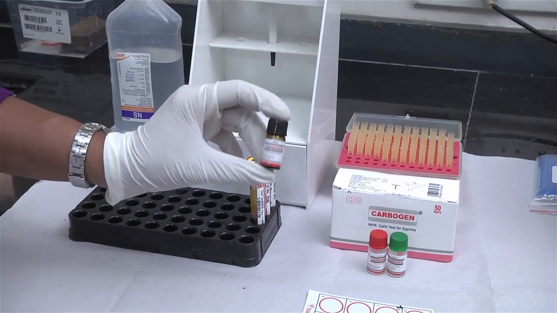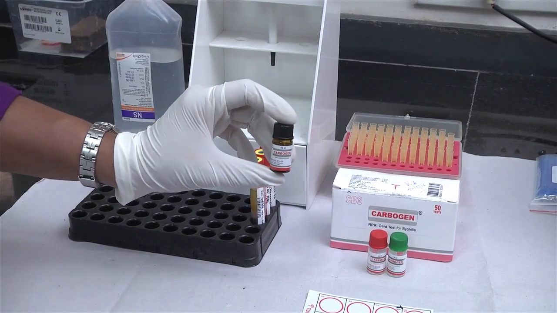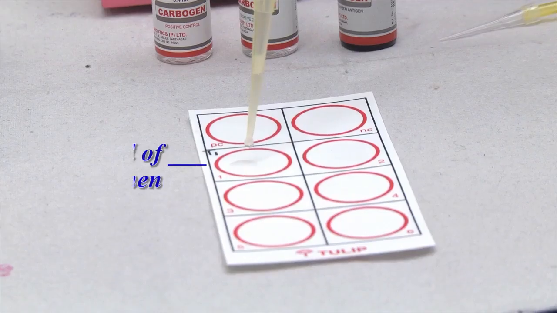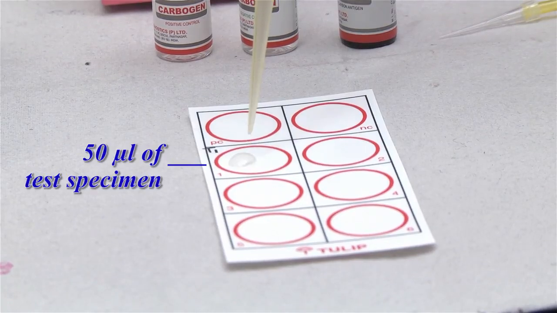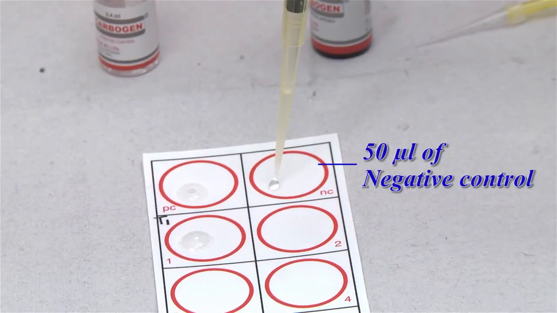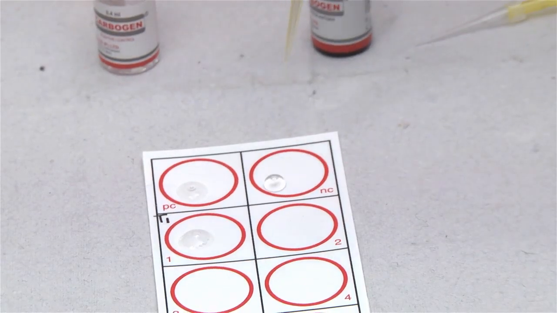Thoroughly mix the carbon antigen reagent suspension by gentle agitation before testing. Qualitative method. Pipette 1 drop or 50 microliters of test specimen, positive control and negative control onto separate reaction circles of the disposable card using a micropipette.